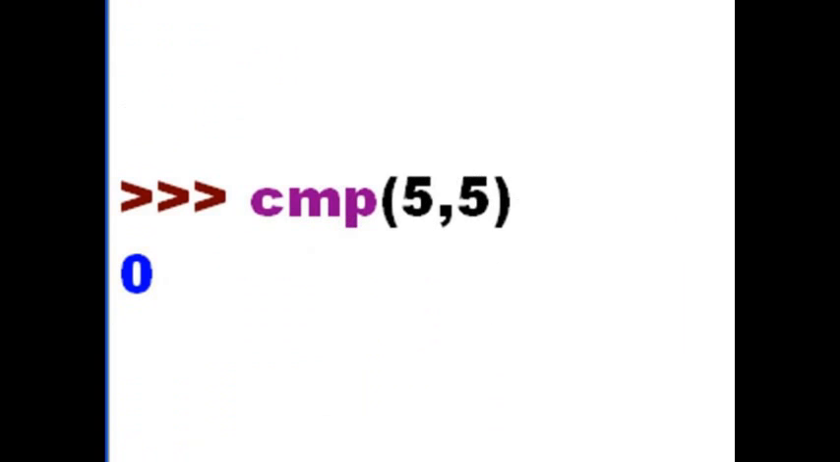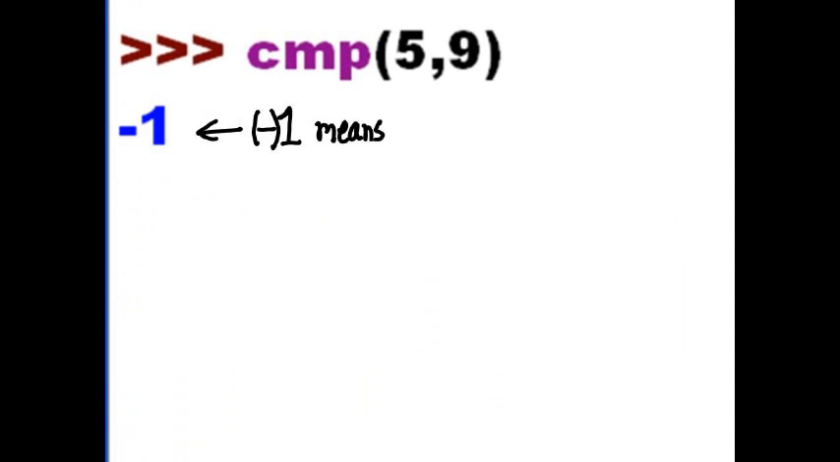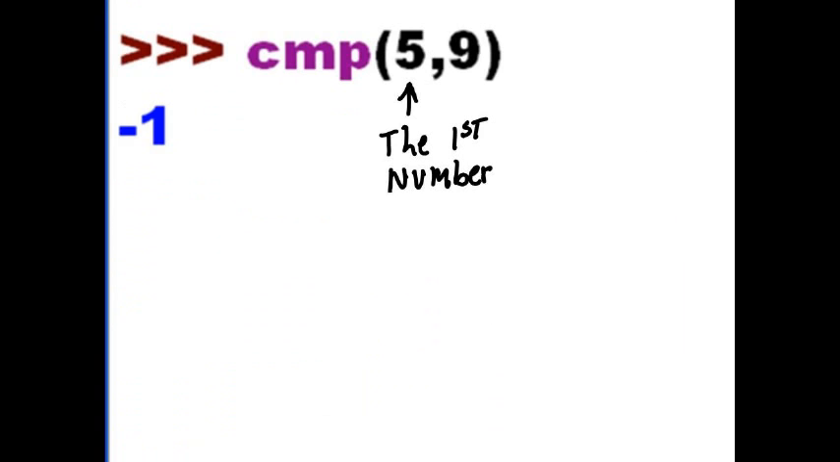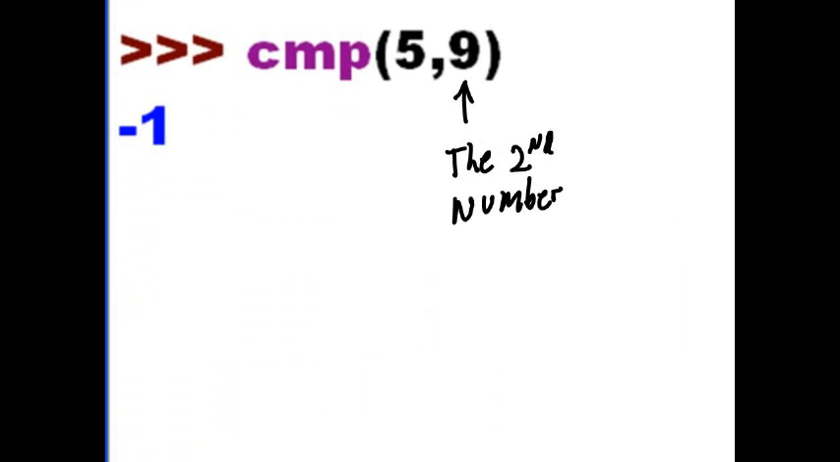Let's compare 5 and 5. I key that in and I hit enter and I get a 0. This means the first number, 5, equals the second number, 5. Let's compare 5 with 9. I hit enter and I get a negative 1. Negative 1 means the first number, 5, is less than the second number, 9. That's what a negative 1 means.